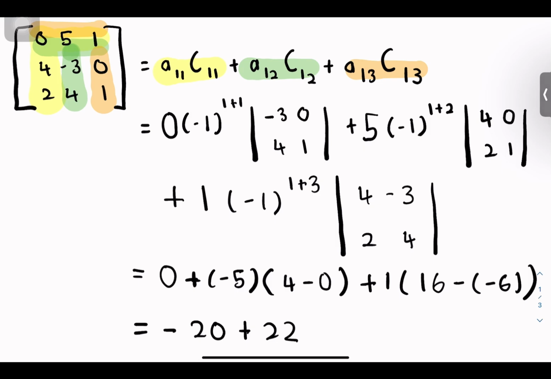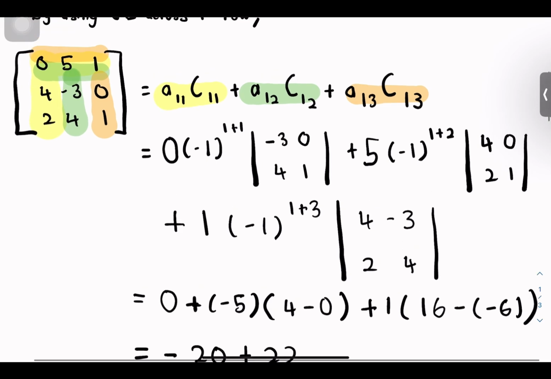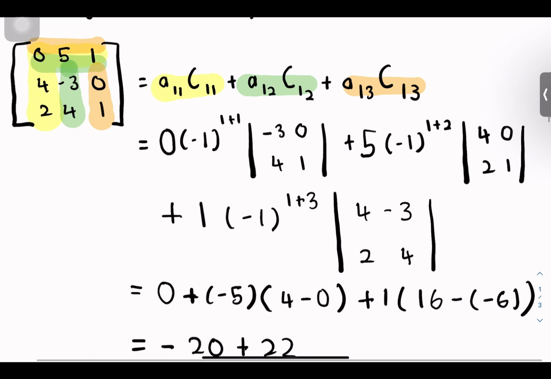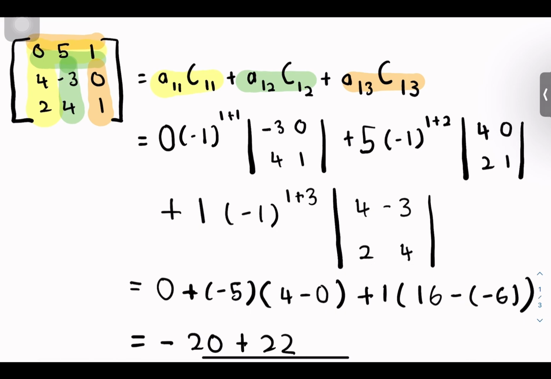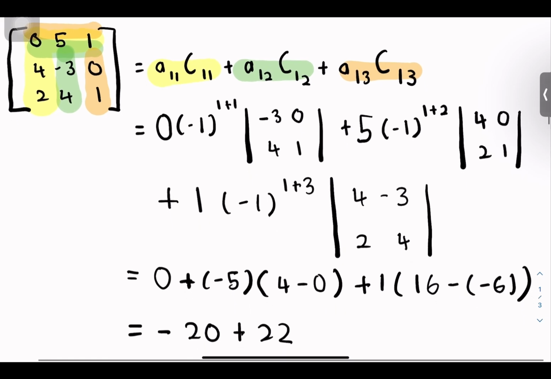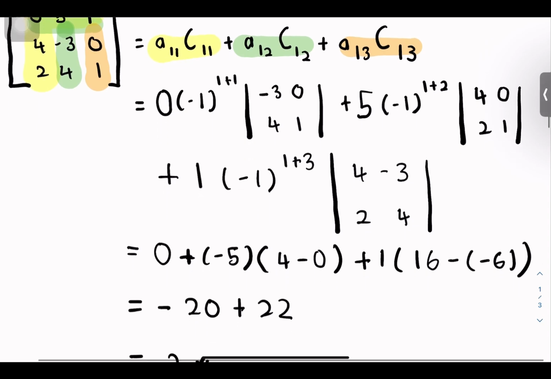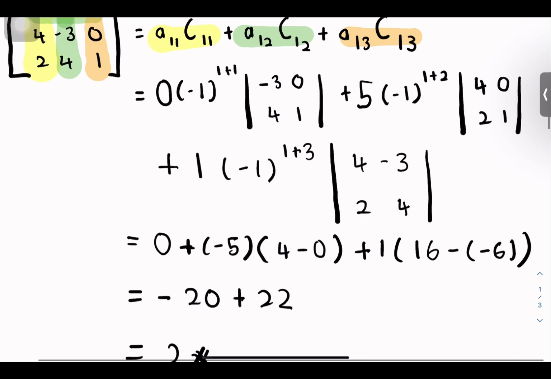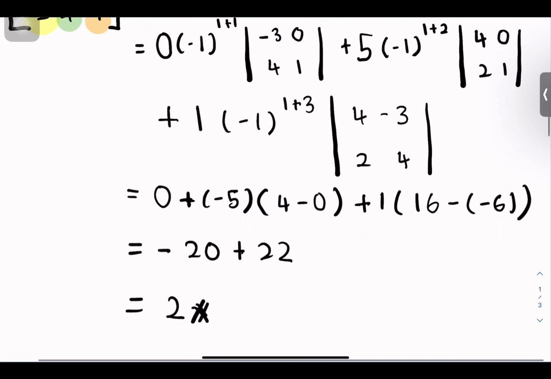For C11 we have the determinant -3 0 4 1. For C12 we have 4 0 2 1, and for C13 we get 4 -3 2 4. So we plug these into the formula and we get the answer. The final answer is -20 plus 22, which gives 2.